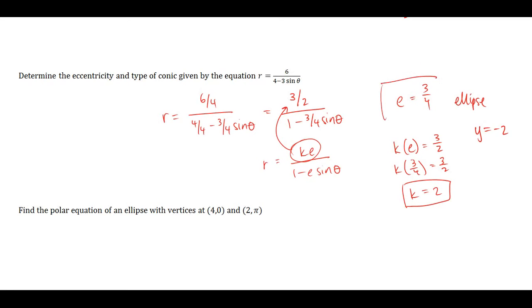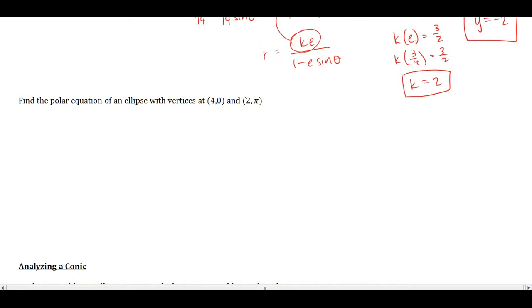So not only did I get the eccentricity, I got the shape, and I got the directrix. And we are set perfect with that example. All right, last but not least, a little trick here too. Let's find the polar equation of this next guy.